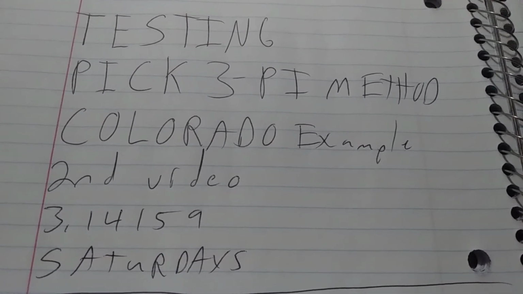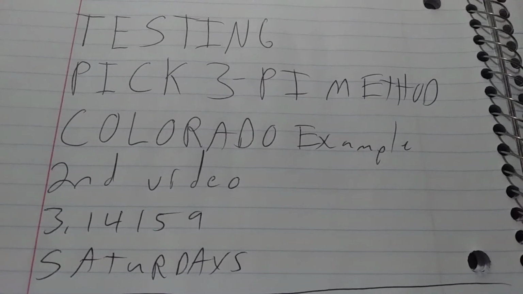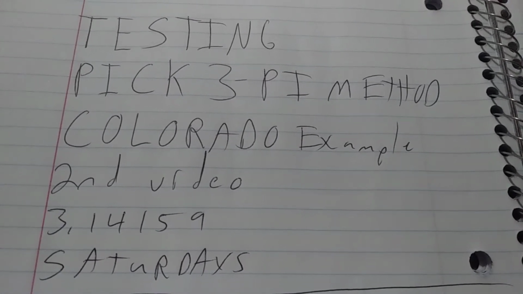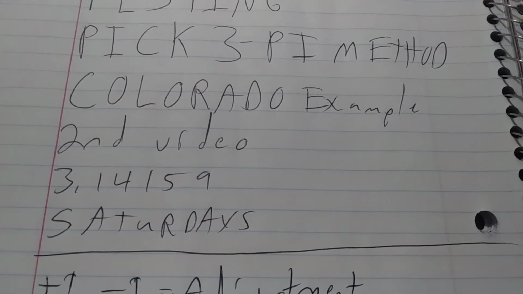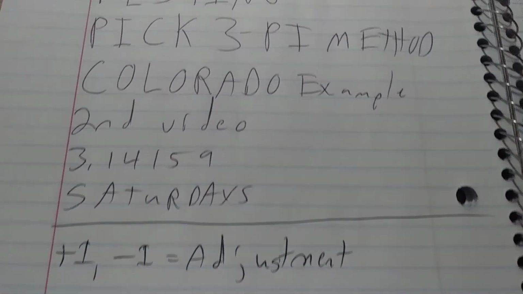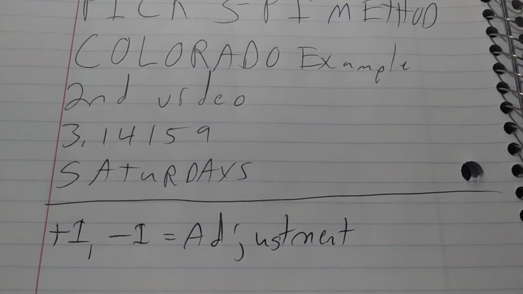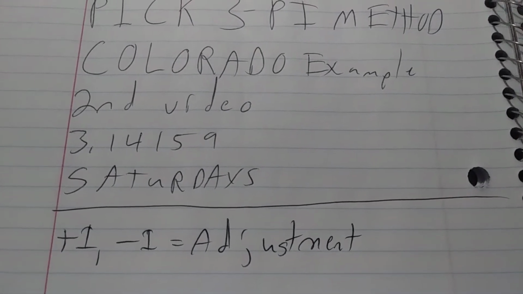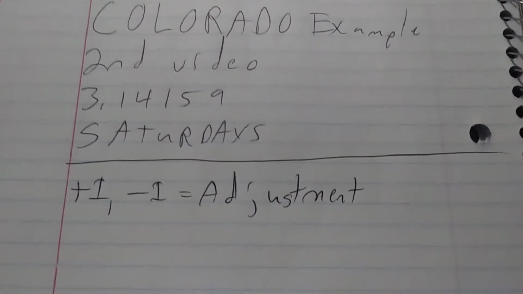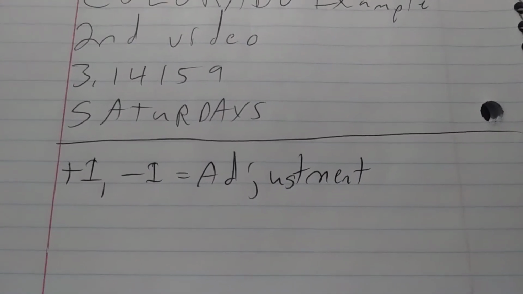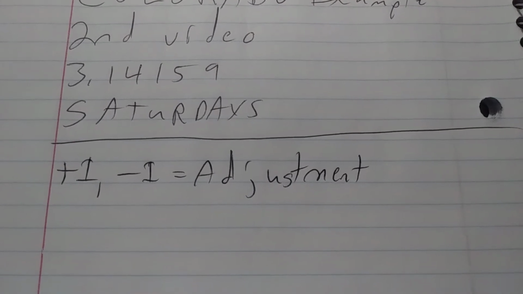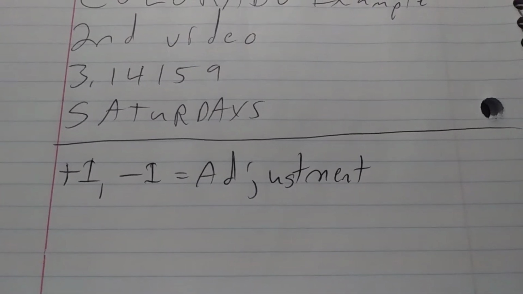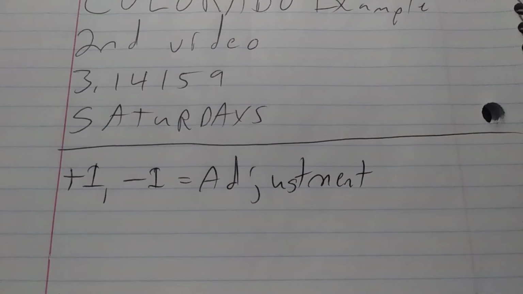What I'm trying to find is the potential numbers that will hit in the next 7 days. This is your second video with this series, and your state seems to like Saturdays for this method. I'll show you more about this part in the video here, but your state seems to like a +1, -1 adjustment.